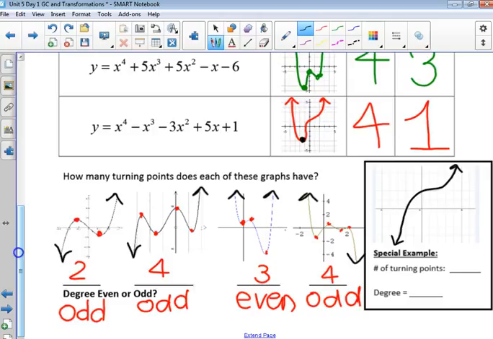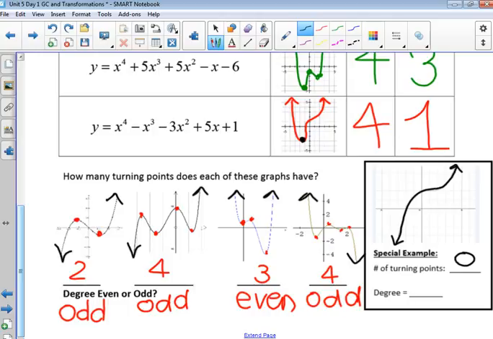Does anyone see any turning points there? It's just constantly increasing. It does not change direction. If you go like this, I'm not changing direction at all. Constantly increasing. Okay? So my number of turning points is 0.